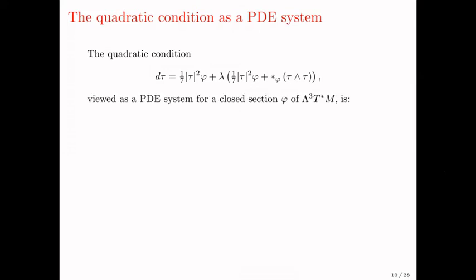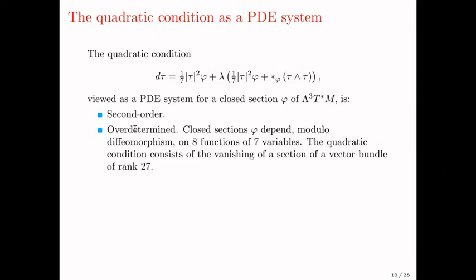So we were presented then with this quadratic condition, and it's a PDE system. So what can we say just by looking at this PDE system? I'm going to view it as a PDE system for a closed section of this space. It's a second order equation, like I said, because tau is first order, so therefore d tau should be a second order thing, and everything on the right hand side is first order, so it describes second order behavior of this closed section.